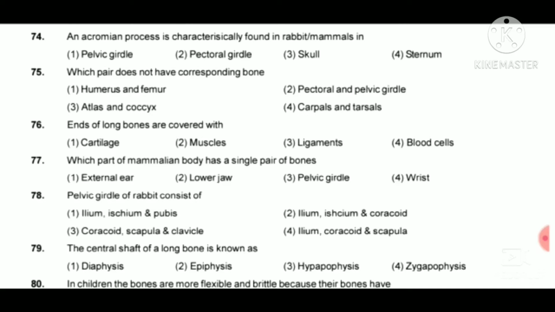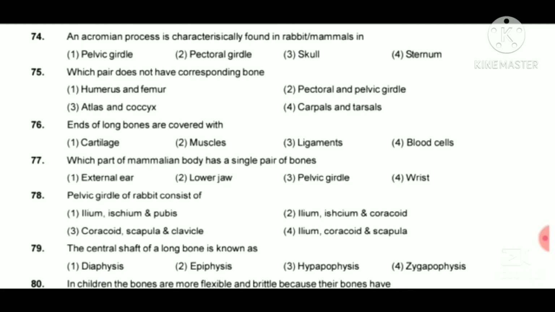Next is question number 78. Pelvic girdle of rabbit consists of number 1, ilium, ischium and pubis, number 2, ilium, ischium and coracoid, number 3, coracoid, scapula and clavicle, number 4, ilium, coracoid and scapula. Pelvic girdle is also known as hip bone. It basically connects the trunk or the axial skeleton to the lower limbs, which is made up often by the fusion of 3 bones, ilium, ischium and pubis. Ilium is the large and most recognizable part, which is wing-like. Pubis forms the interior part of the pelvic girdle, and ischium lies below the pubis. So the answer is option number 1, ilium, ischium and pubis.